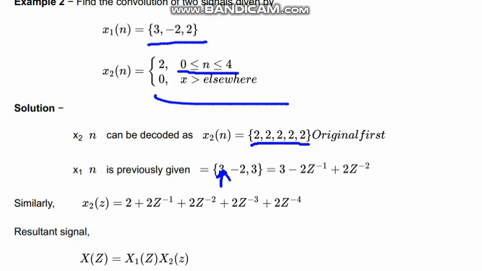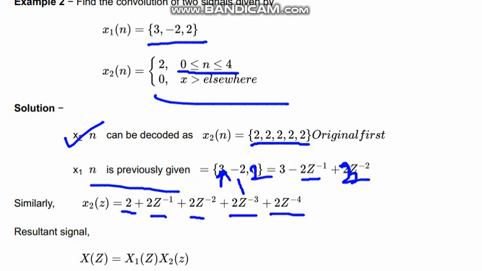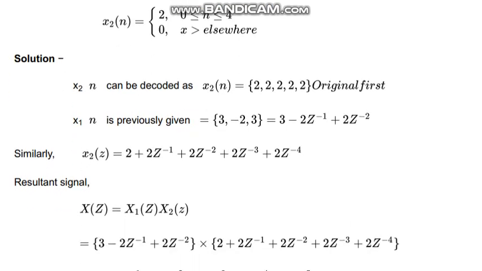As we know, the Z transform is the summation of x(n) z to the power minus n. So for index 1 it is -2 z to the power minus 1, and then 2 z to the power minus 2. That will be the Z transform of the first sequence. Then again take the Z transform of x2(n) as 2 plus 2 z to the power minus 1, plus 2 z to the power minus 2, plus 2 z to the power minus 3, plus 2 z to the power minus 4. That is the constant sequence of 5 terms from 0 to 4.